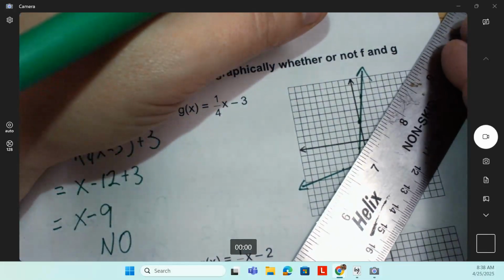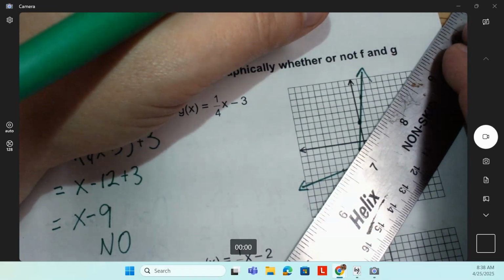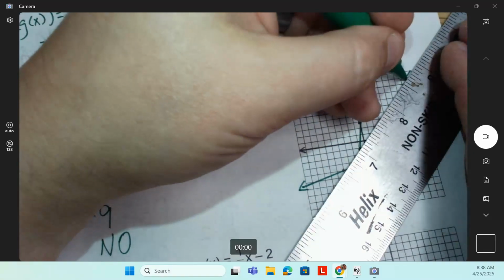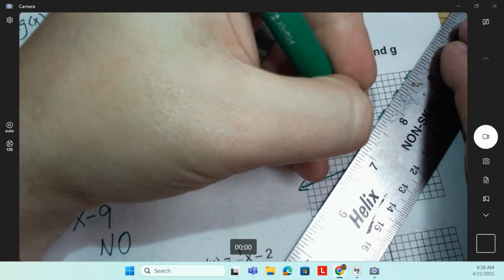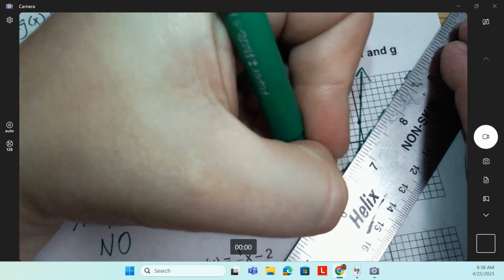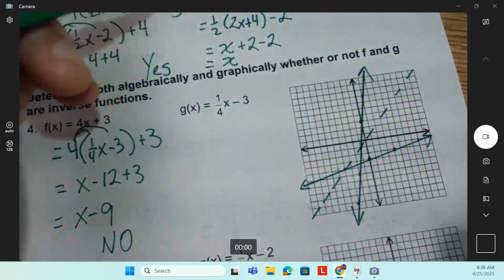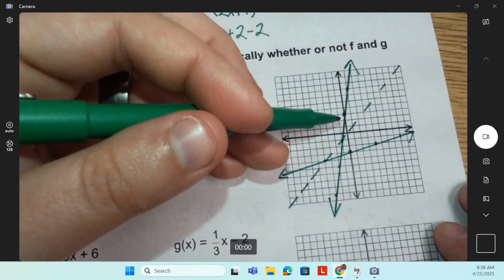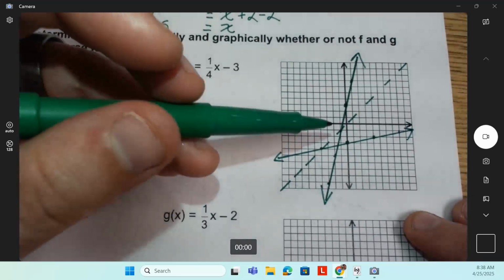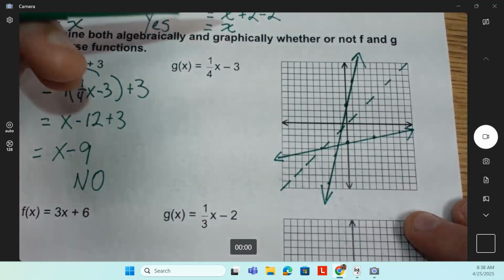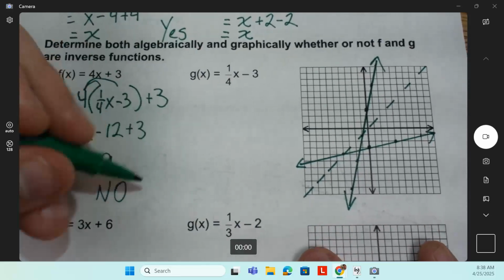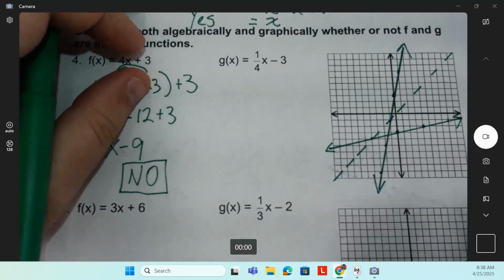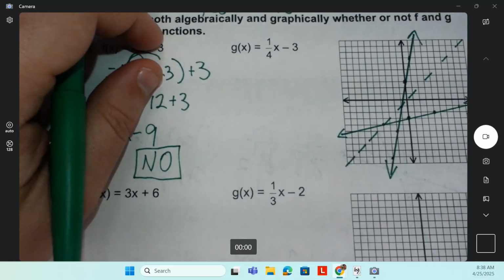And then we'll put our line for y equals x. But already kind of seeing that this does not match up. And so even without putting in some of the points to check, can already tell this doesn't cross on the line. So we're still at no, that's not going to be an inverse. So can tell that both graphically and algebraically. And let's look at one more.